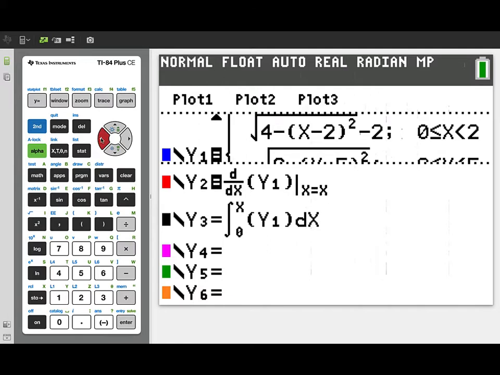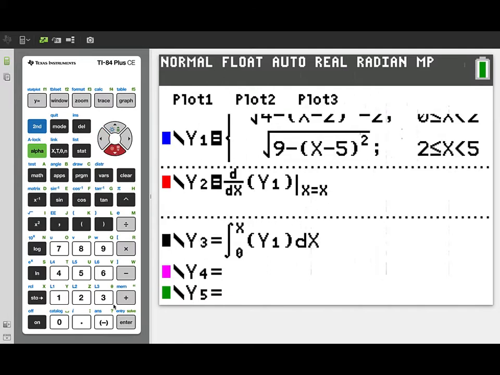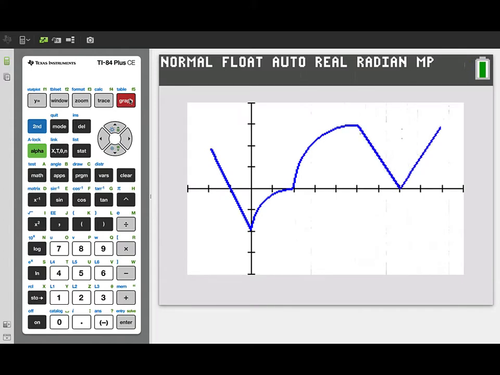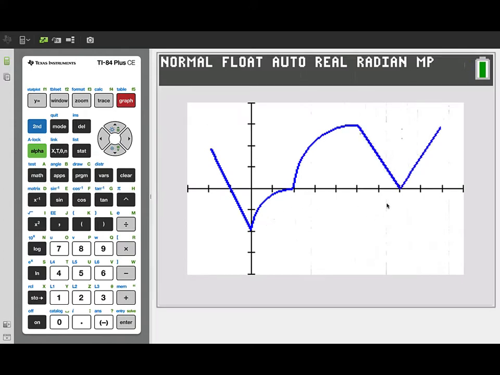Okay, I'm going to go back to the y equals menu, and we're going to turn off y2, which was the derivative. And now we just have our original graph again, this piecewise linear and circle piece graph. And now we're going to think about, what if this was the derivative of a function? What would the antiderivative look like? So for example, here at x equal -1, where our derivative changes sign from positive to negative, we'd expect to see a local maximum on our antiderivative graph.